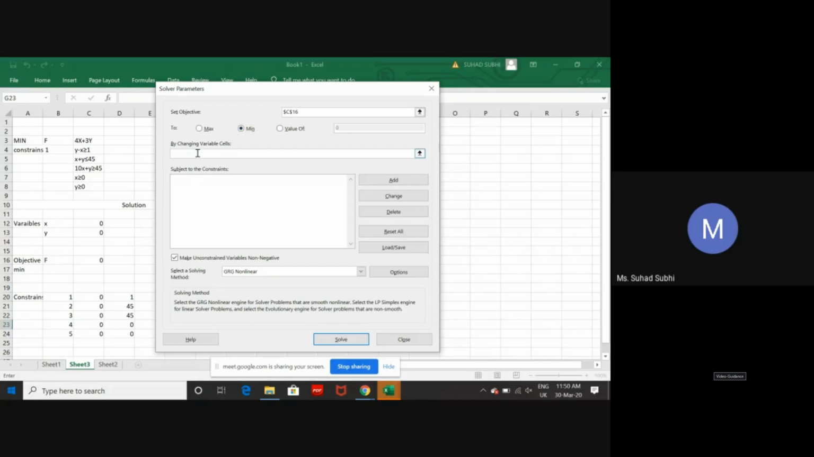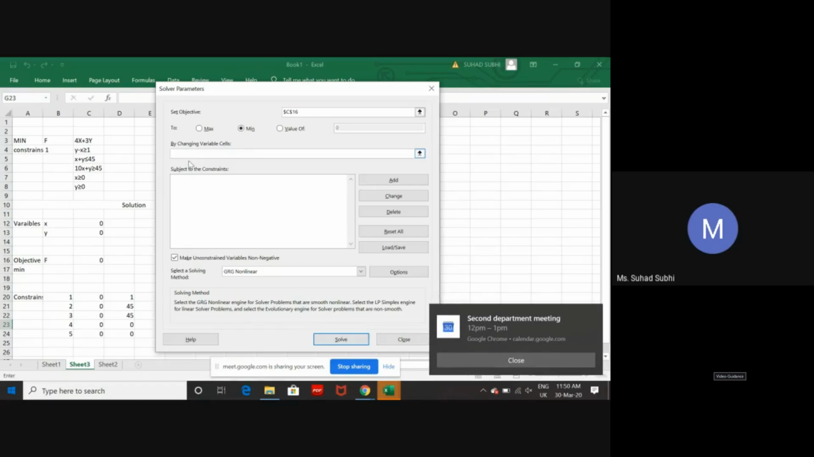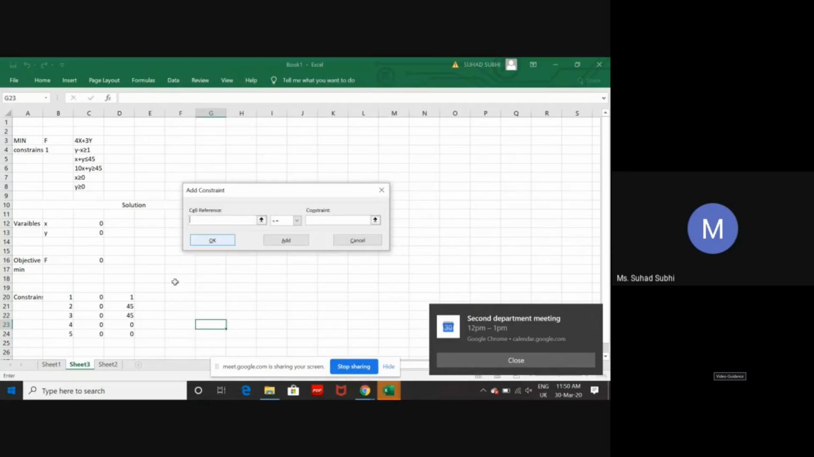By changing variable cells, we go to the variables and select both of them. Then go to the constraints and start adding them. Press on add and add each constraint. For the first one, I have to change the sign to greater than or equal to 1, and press add. The second constraint should be less than or equal, so I keep the sign less than or equal to 45.